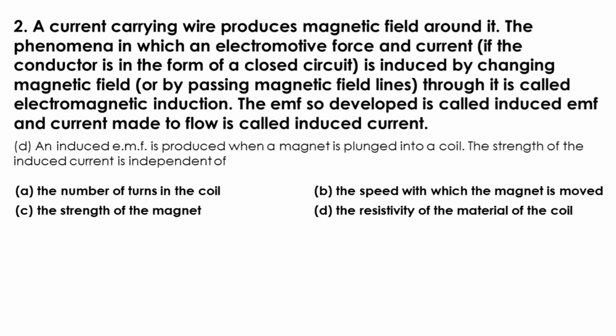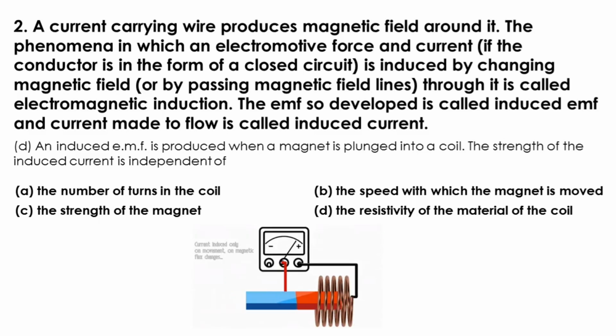When is an induced EMF produced in the coil? It is when the magnet moves in and out of the coil. That means it should be dependent with the speed with which the magnet is moved. So option B cannot be the answer. Children, what do you think will happen if you use a stronger magnet here? Yes, a stronger magnet may increase the induced current. So the strength of the magnet is also not the answer.